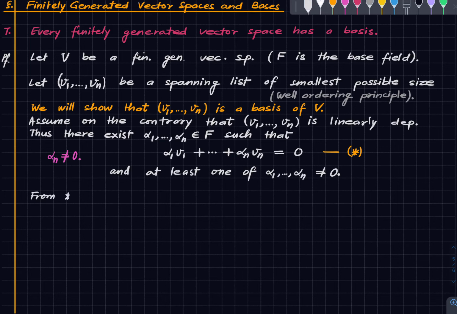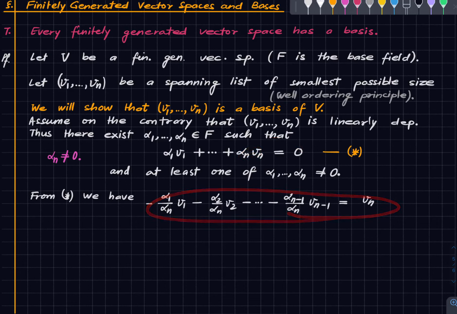Okay, so what we get from star is minus alpha 1 upon alpha n v1 minus alpha 2 upon alpha n v2 and so on, equal to vn. All we did was just some algebra. We took this to the right hand side and divided both sides by minus alpha n to get this equation.